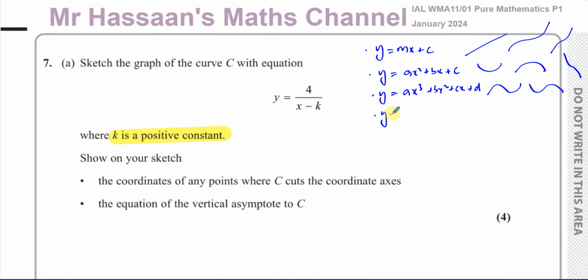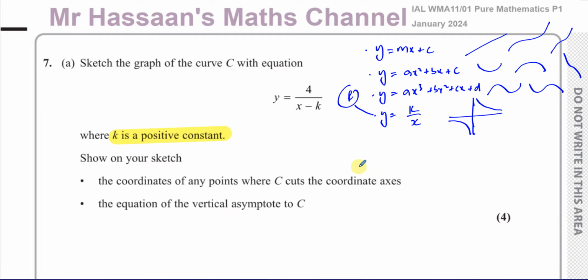Then you have what are called reciprocal curves, which look like this: y equals something over x, where x is in the denominator. This type of graph has some sort of discontinuity. There are certain values of x and y it can't take. Whenever you have x in the denominator, you end up with a reciprocal curve, and we can see here that this is definitely going to be a reciprocal type of curve, which is something important for us to know.